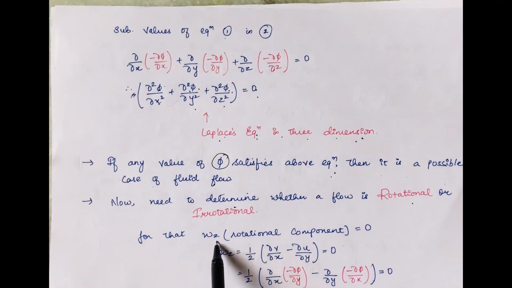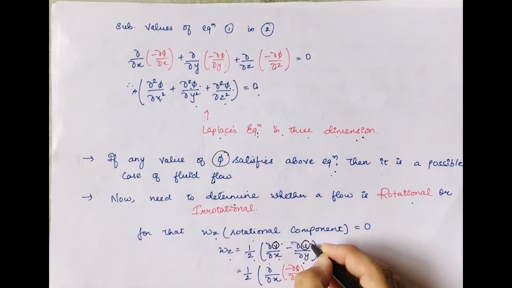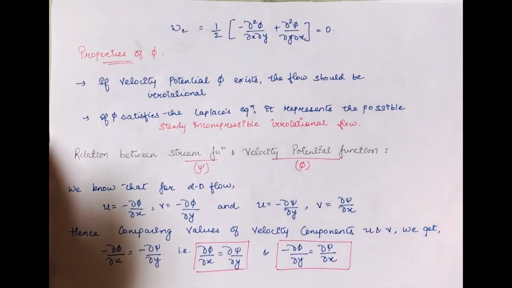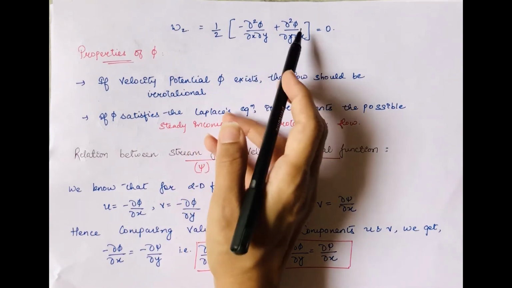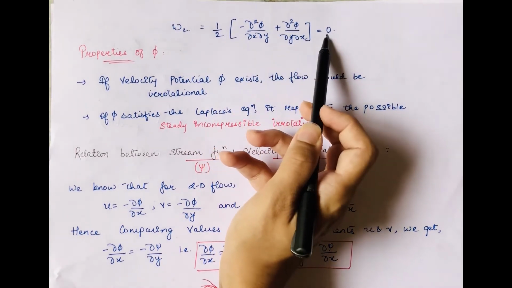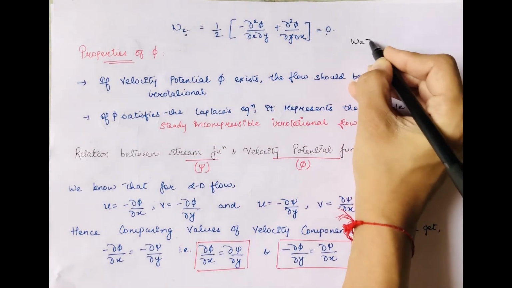Okay, so checking the rotational component, again Wz is equal to half (del v by del x minus del u by del y), equal to 0. Substituting the values v equals minus del phi by del y and u equals minus del phi by del x, we get Wz is equal to half (minus del square phi by del x del y plus del square phi by del y del x), equal to 0. Okay, so if this term is equal to 0, it means that the flow is irrotational. Wz is equal to 0.